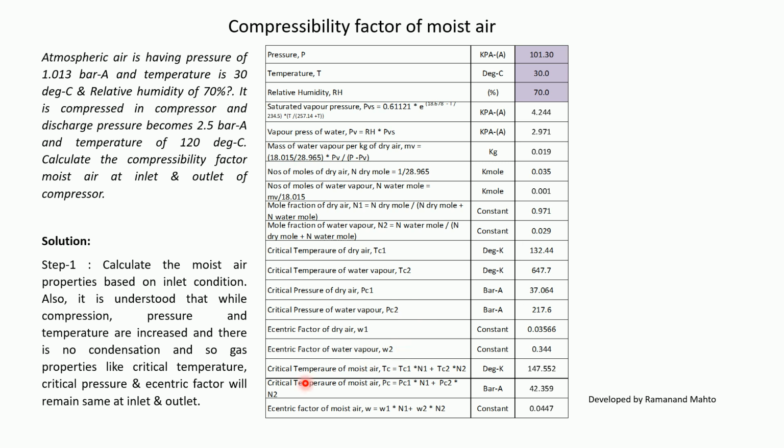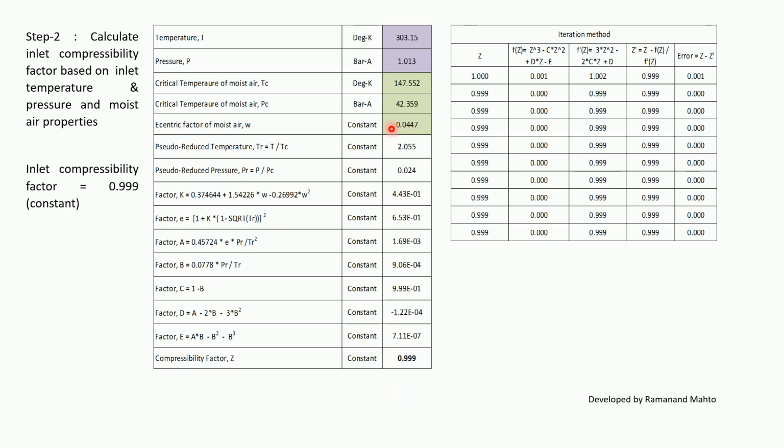Once all this information is available, critical temperature of moist air is Tc1 into N1 plus Tc2 into N2, which comes to 147.552 degrees Kelvin. Critical temperature is wrongly written, it should be pressure. Critical pressure of moist air Pc is Pc1 into N1 plus Pc2 into N2, which comes to 42.357 bar absolute. Eccentric factor of moist air is W1 into N1 plus W2 into N2, which comes to 0.0447. So now moist air properties Tc, Pc, W are known. Same data is transferred here.